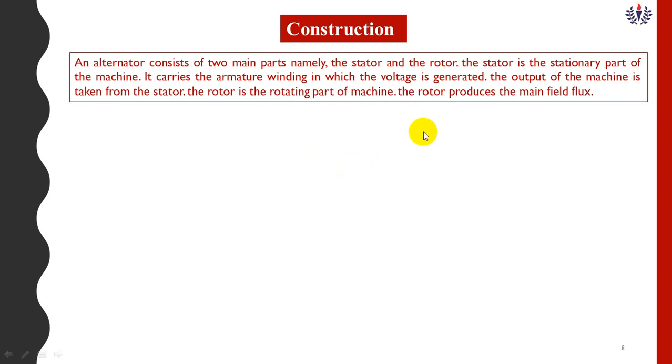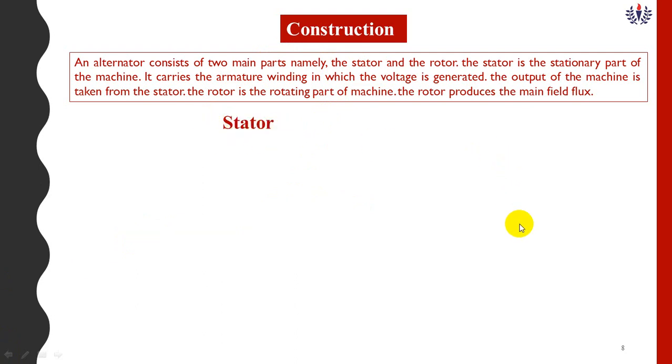Construction. This alternator consists of two main parts, namely stator and rotor. The stator is the stationary part. The rotor is the rotating part. The stator carries the armature winding in which voltage is generated. The output of the machine is taken from the stator only, since the rotor is a rotating part.